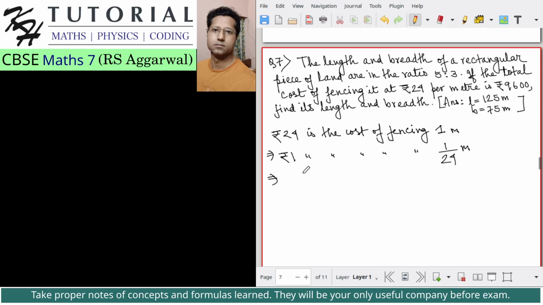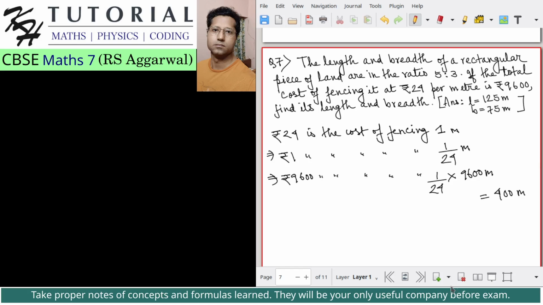So this implies, I am applying the unitary method, I am trying to find what length of the perimeter is the cost of rupees 9600. That is what I'm finding out using the unitary method. So rupees 9600 is the cost of fencing 1 by 24 multiplied by 9600 meter. This is equal to 400 meter.